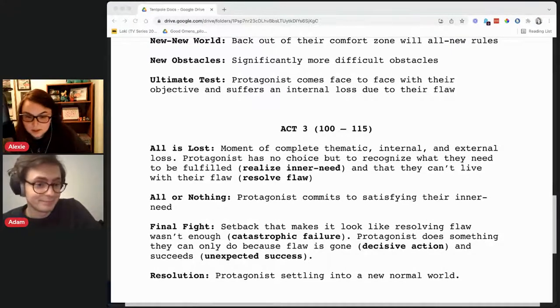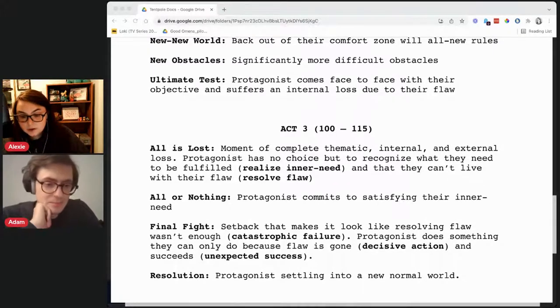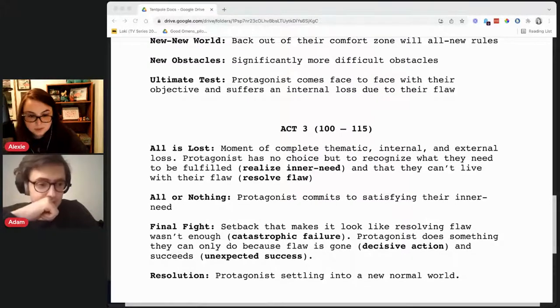And that tends to be how the most memorable stories go. It doesn't mean that this is always the exact flow. I know that this seems really specific about the catastrophic failure, decisive action, then unexpected success. This is probably the third act, the moment where we have the most beats that are very specific back to back out of this whole tentpole document. The most nitpicky we get is within the final fight, saying that these three sub-beats should happen there.